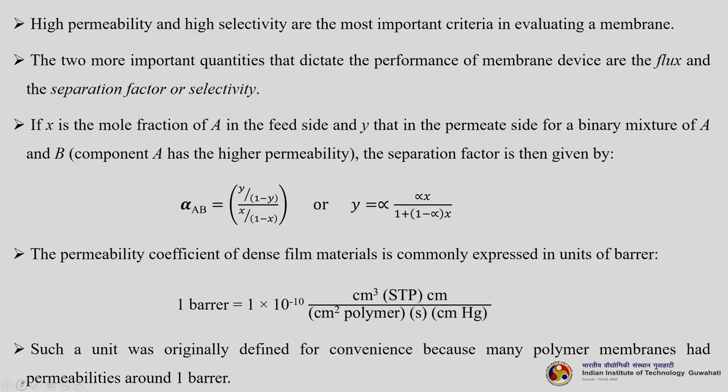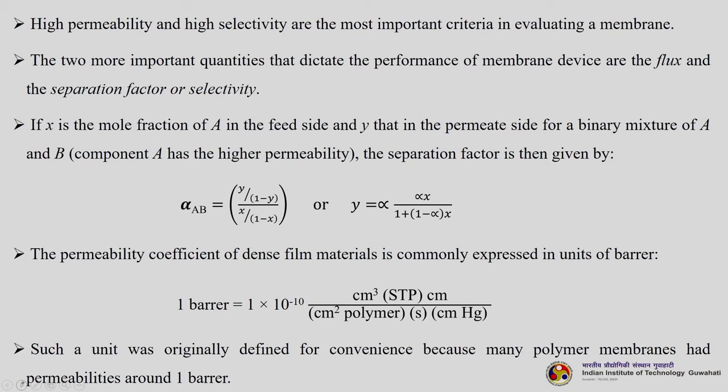So, high permeability and high selectivity are the most important criteria in evaluating a membrane. The two more important quantities that dictate the performance of membrane devices are the flux and the separation factor, or selectivity. Now, if x is the mole fraction of A on the feed side and y is that on the permeate side for a binary mixture of A and B, let us assume that component A has higher permeability.